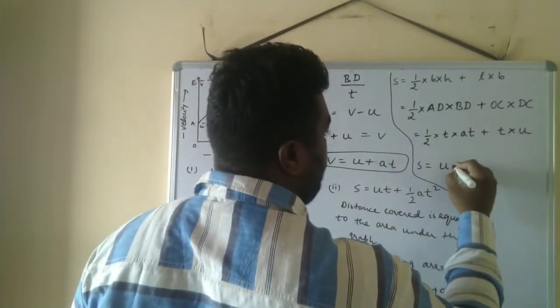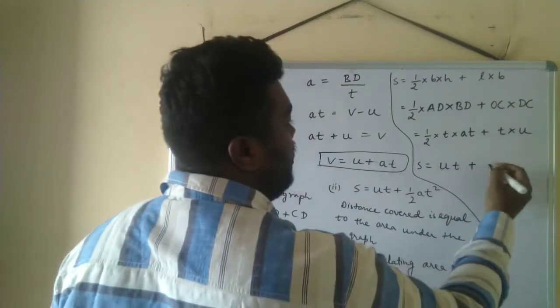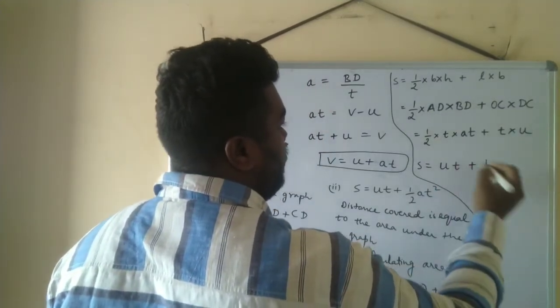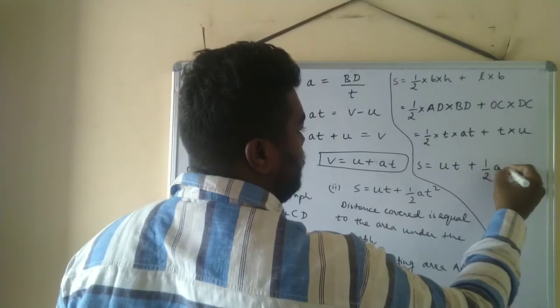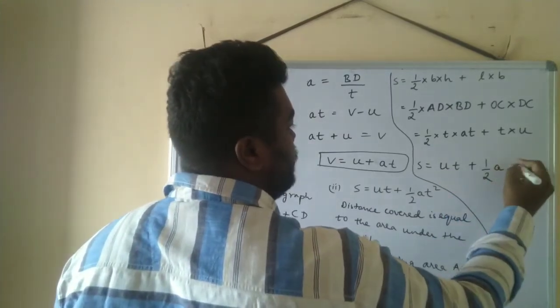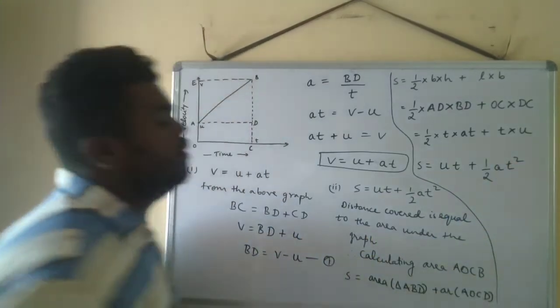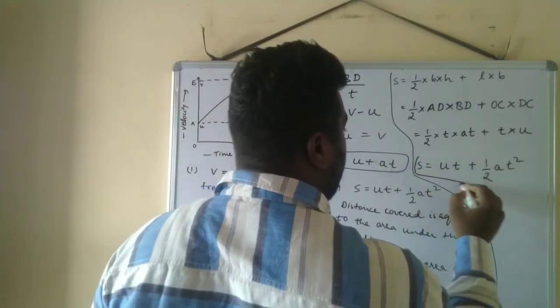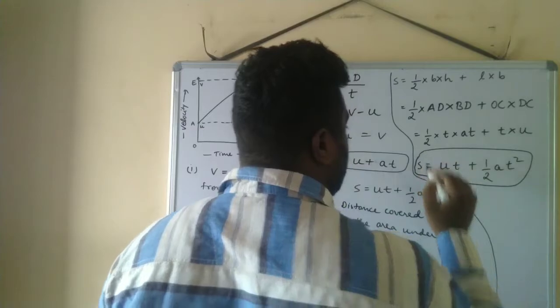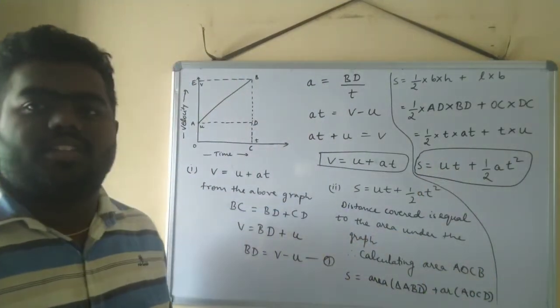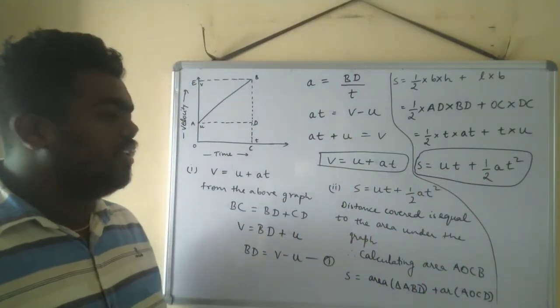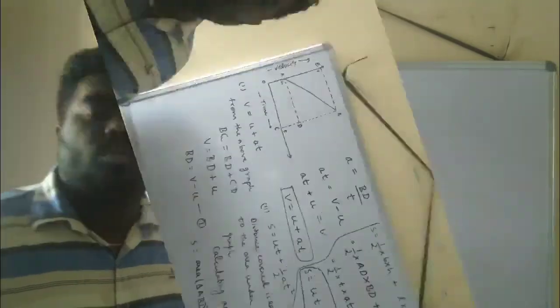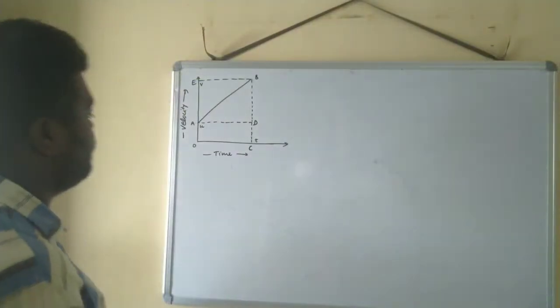UT, this plus sign, now half into A into T, T square. So S is equal to UT plus half AT square. Yes, this is our second derivation. Okay, so let's proceed to the third derivation now. We will see the third derivation.